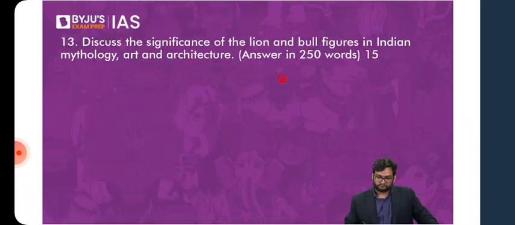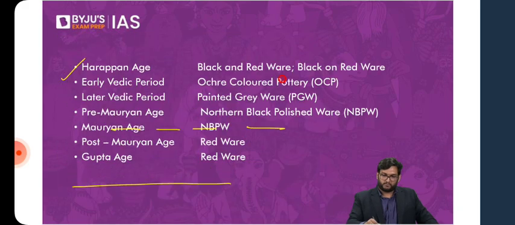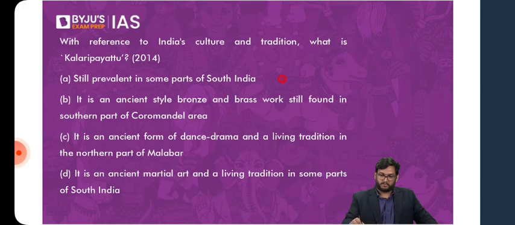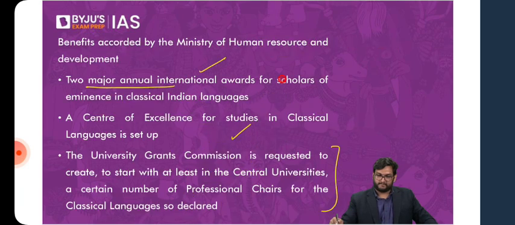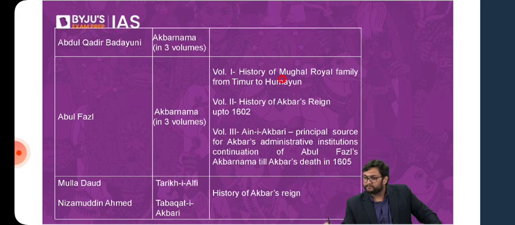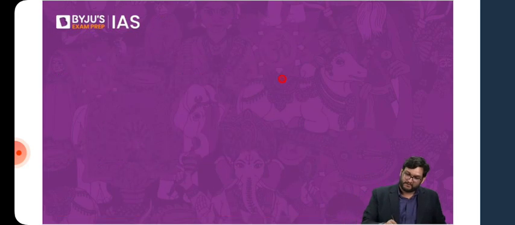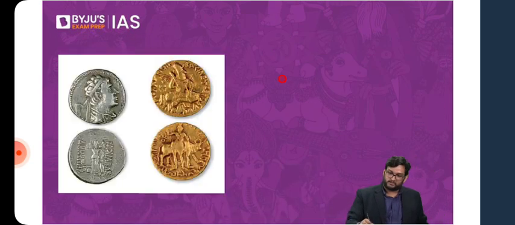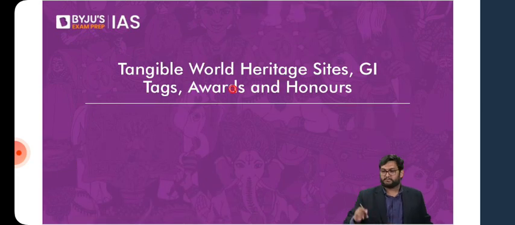1 second. Looking for it. It has to be here somewhere. Panchmat coins. Yes. Okay. There's no search option. Okay. Now we move to tangible.